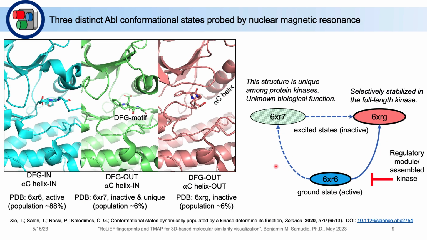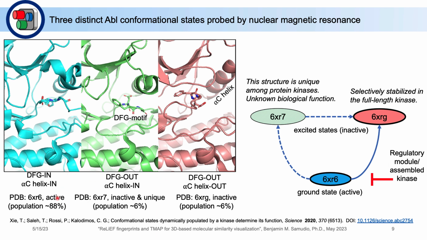So now that we have these capabilities, I want to apply it to something and see how it works. So here I came across 3 distinct Abl conformational states probed by nuclear magnetic resonance. And so there are 3 conformational states that were identified: a ground state, which is the active state, and it has a PDB accession code 6XR6, and then 2 excited states which are inactive, 6XR7, which has a unique structure with an unknown biological function, and a selectively stabilized state in the full-length kinase structure, 6XRG, which occurs when there's regulation by the regulation module or the fully assembled kinase.